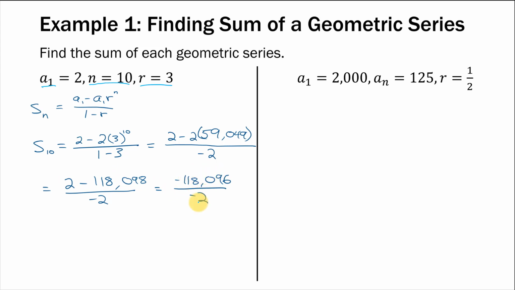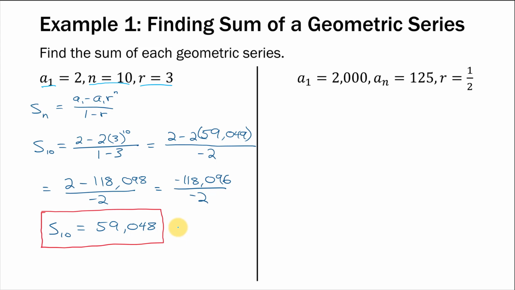And then I have a negative 2 from this 1 minus 3 in my denominator. Okay, so when I go ahead and simplify that fraction, I get that the sum of the terms from the first term to the 10th term is going to be 59,048. Okay, so that's what that sum would be of that geometric series.